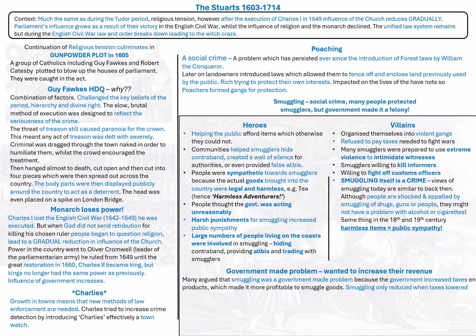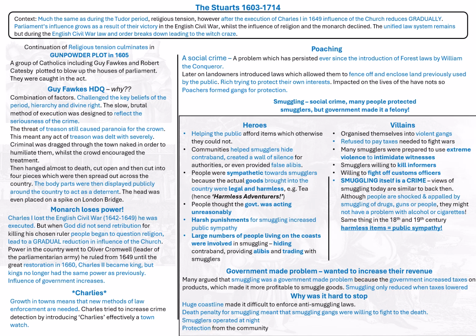In addition to the reasons I've discussed earlier about why smuggling was hard to stop, there are also purely logistical problems, not just attitudes. You've got the simple fact that England's an island. It's got a huge coastline. This makes it difficult to enforce anti-smuggling laws because smugglers will just enter the country through an area where authorities aren't, where these coastal officers aren't. There's also the fact that the death penalty for smuggling meant that smugglers were willing to fight to the death, and therefore authorities would immediately be challenged when facing a smuggler. They also operate at night, which makes them hard to see, and they were protected by the community, this idea of a wall of silence when authorities tried to investigate.